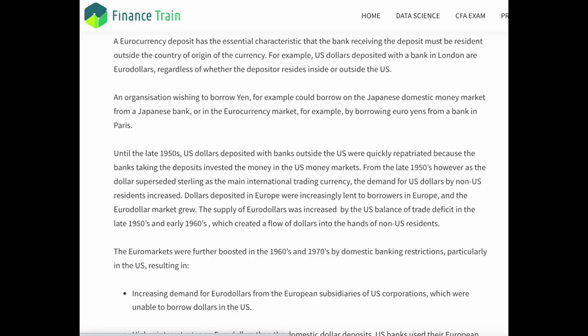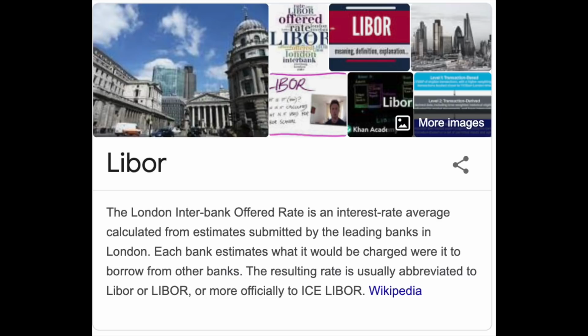The supply of eurodollars was increased by the US balance of trade deficit in the late 50s and early 60s, which created a flow of dollars into the hands of non-US residents. So Libor is the London interbank offered rate. That's the rate that banks lend to each other, dollars to each other outside the United States.